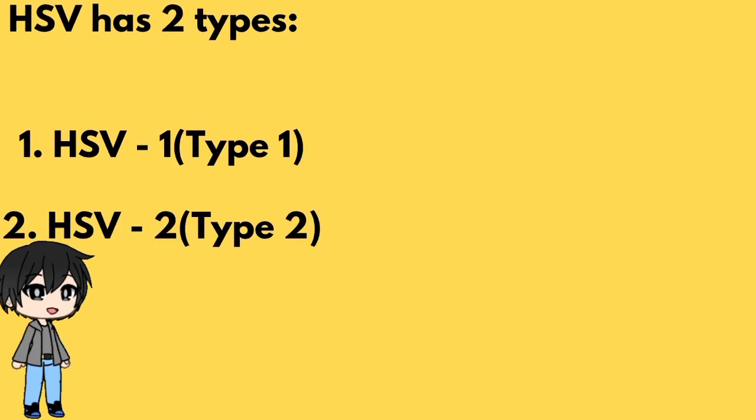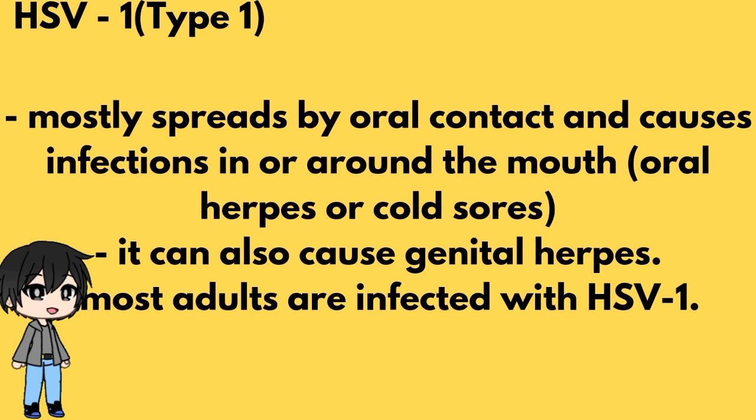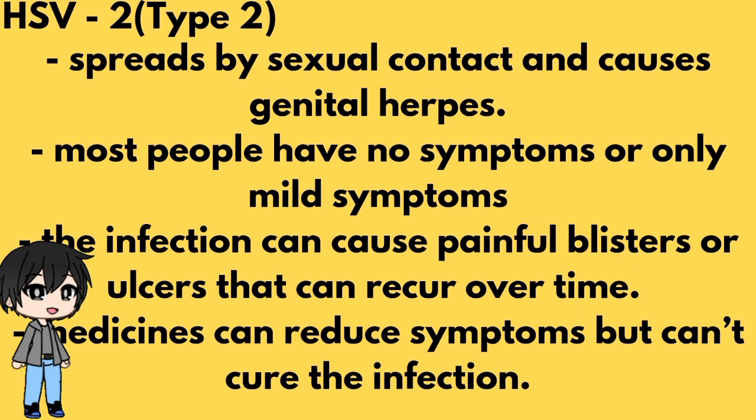HSV has two types, HSV1 and HSV2, also known as type 1 and type 2 respectively. HSV1 mostly spreads by oral contact and causes infections in or around the mouth, also known as oral herpes or cold sores. It can also cause genital herpes. Most carriers of it are adults. Meanwhile, HSV2 spreads by sexual intercourse. Most people have no symptoms or only mild symptoms.